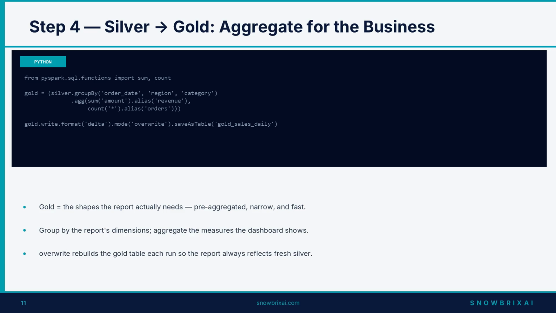We group silver by order date, region and category. Then we sum the amount as revenue and count the orders. That gives one tidy daily sales table. We write it as Delta, overwrite mode, into gold_sales_daily. And that is the table Power BI will hit: small, clean, blazing fast. Gold earns its name at query time.